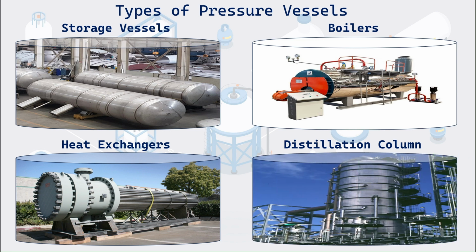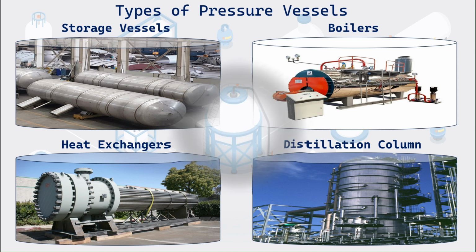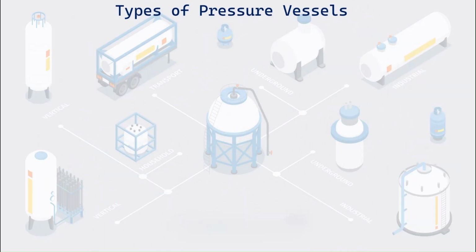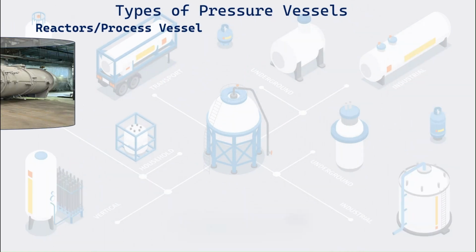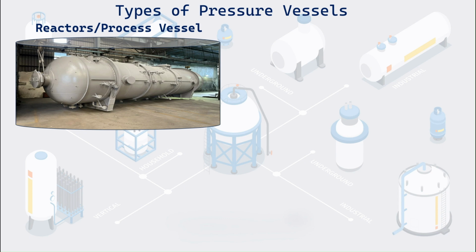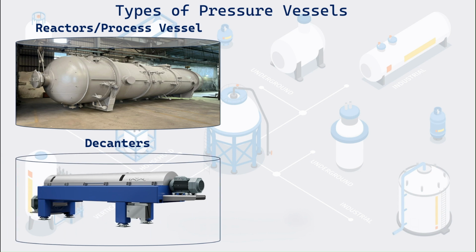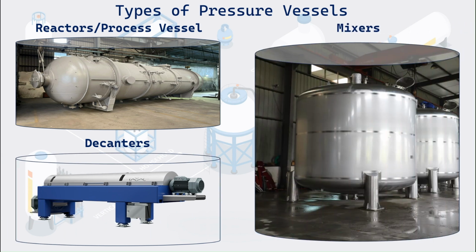Distillation columns. They separate fluid mixtures based on their volatility differences and provide different products as per their boiling points. Reactors or process vessels. They are used where chemical reactions or processes like mixing, separation, or agitation occur under controlled pressure and temperature ranges. Decanters and mixers. They facilitate the separation or homogenization of fluid mixtures under pressure.